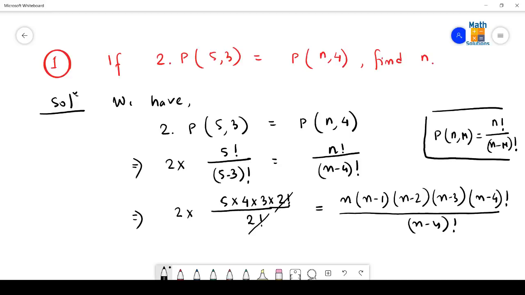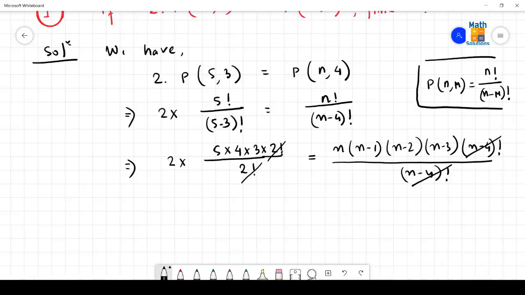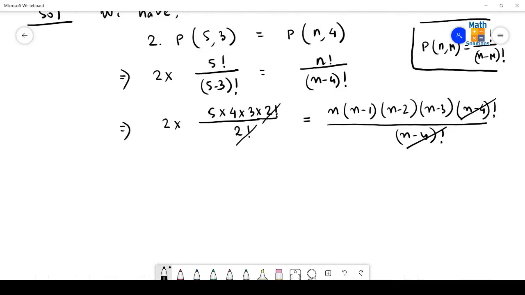So I stopped at n minus 4 factorial in the numerator part. So these two got cancelled and I got the result here to be, ultimately, I can write this as 5 into 4 into 3 into 2 coming in the descending order, and on the other side n into n minus 1 into n minus 2 into n minus 3.